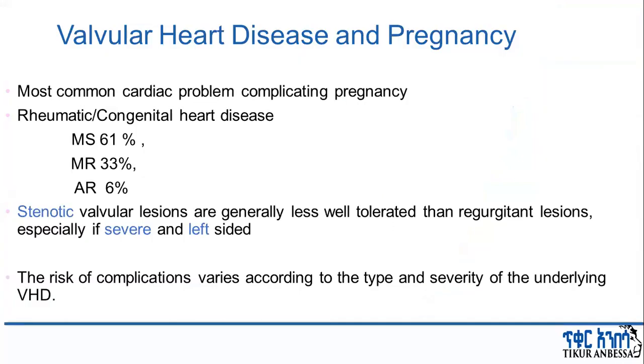So let us look at some slides on valvular heart disease and mechanical valves, as these are the common valve and cardiac diseases we have in pregnancy. As you see, the most common valvular heart disease in pregnancy is mitral stenosis, followed by mitral regurgitation and AR. Generally, stenotic valvular lesions are less well tolerated than regurgitant lesions, especially severe left-sided stenotic lesions, which are less tolerable in pregnancy. The risk of complications varies with the type and severity of the underlying cardiac disease.